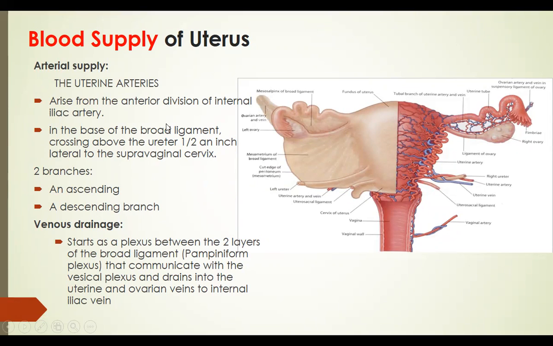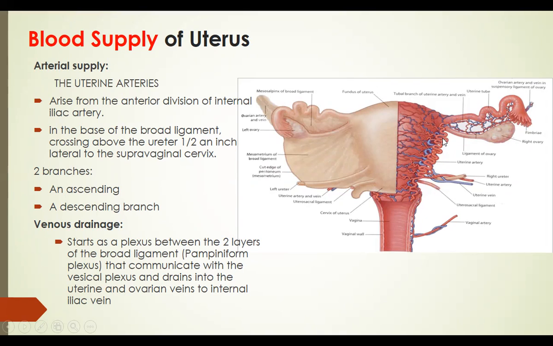In the base of the broad ligament, it crosses above the ureter, half an inch lateral to the supravaginal part. Just half an inch above the supravaginal part, it will be turning laterally. If you see here, this is the supravaginal part of the cervix, and here you can see the uterine artery. So it will be giving two branches. One is the ascending artery and the other the descending. This is the ascending artery, very zigzag, and this is the descending artery. It is a very tortuous artery.